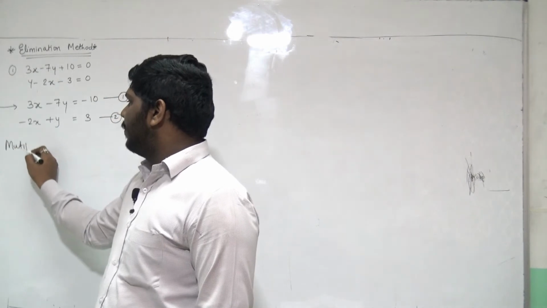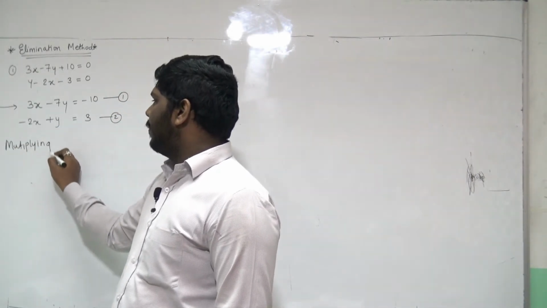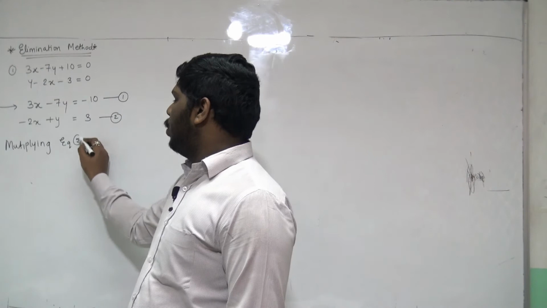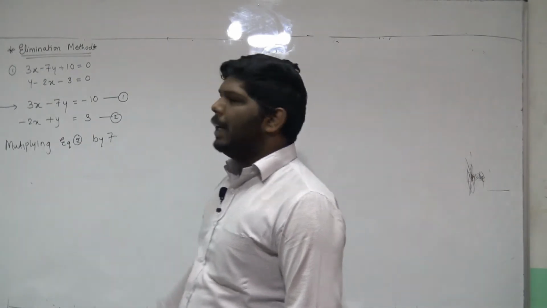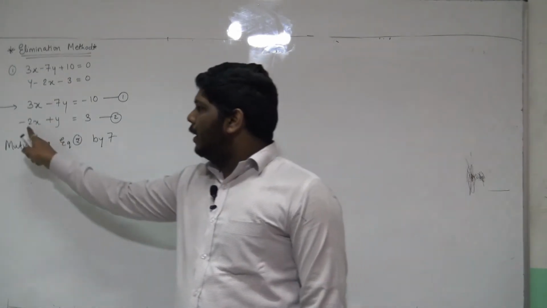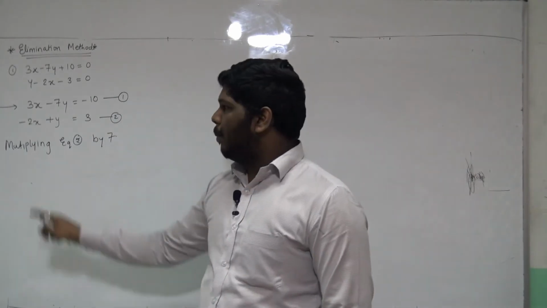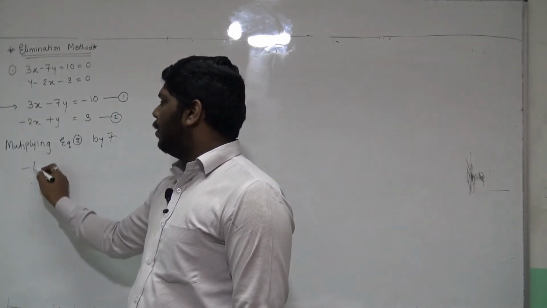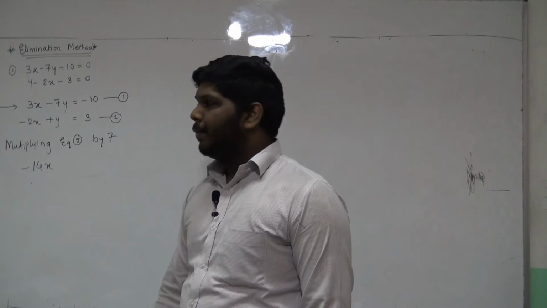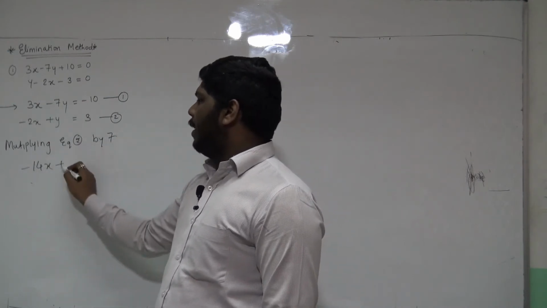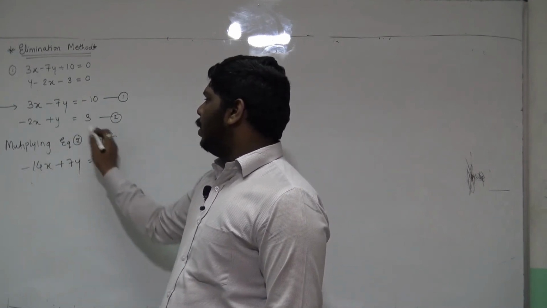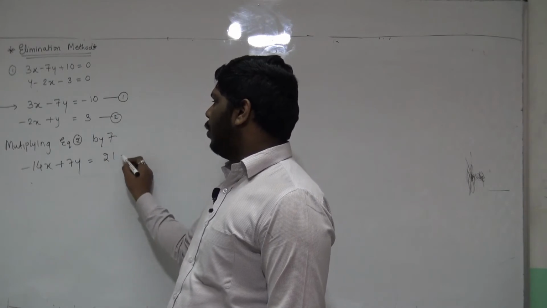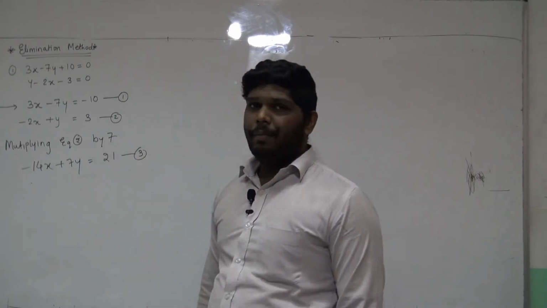Multiplying equation number 2 by 7 means all the terms have to be multiplied by 7. So minus 2x into 7 will give you minus 14x, plus y into 7 will give you plus 7y, and 3 into 7 will give you 21. So this is your equation number 3.